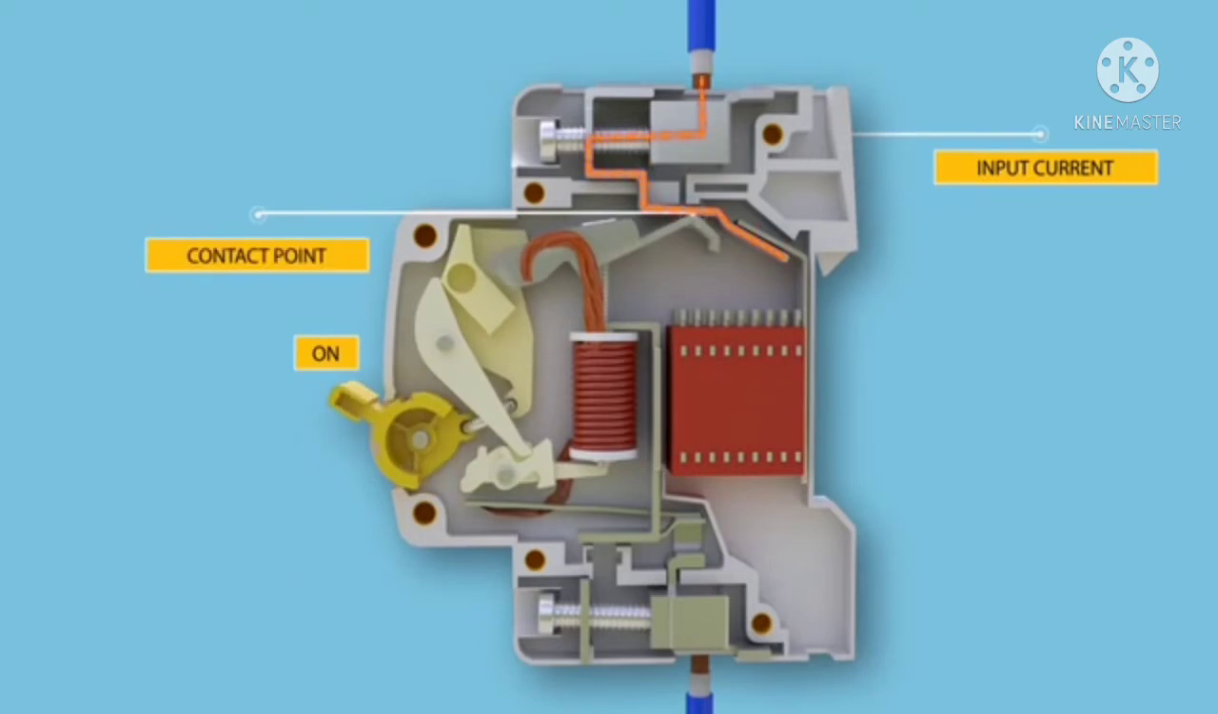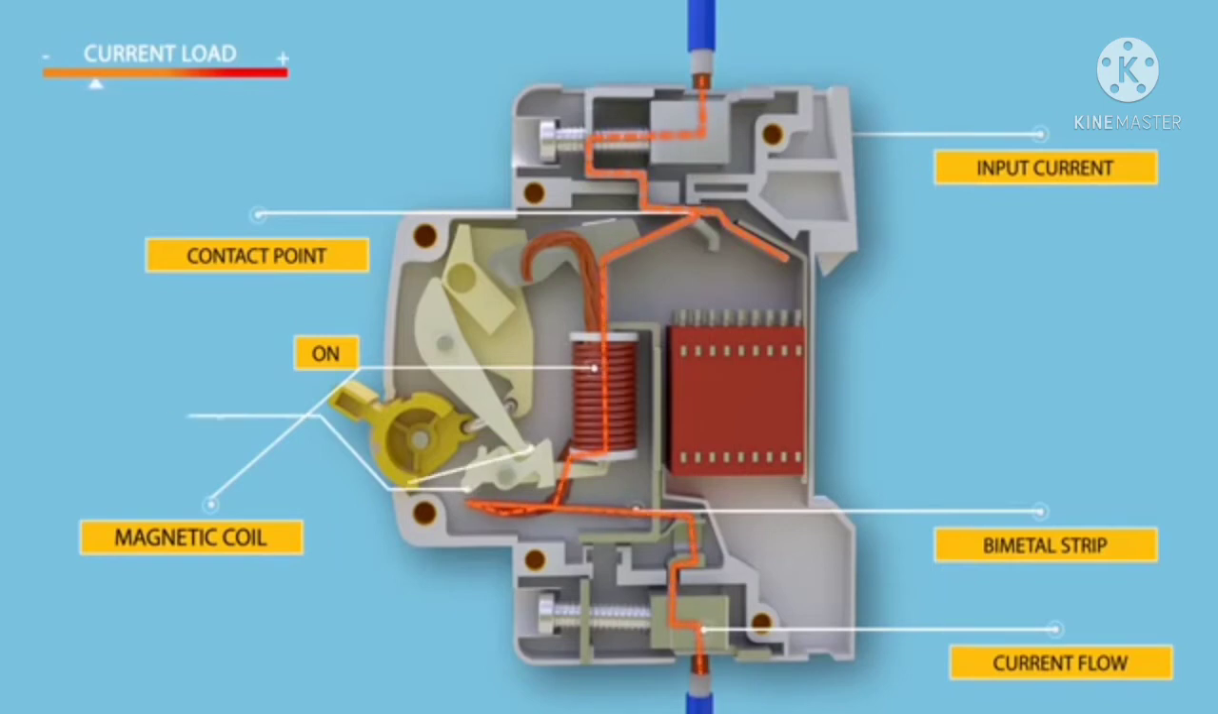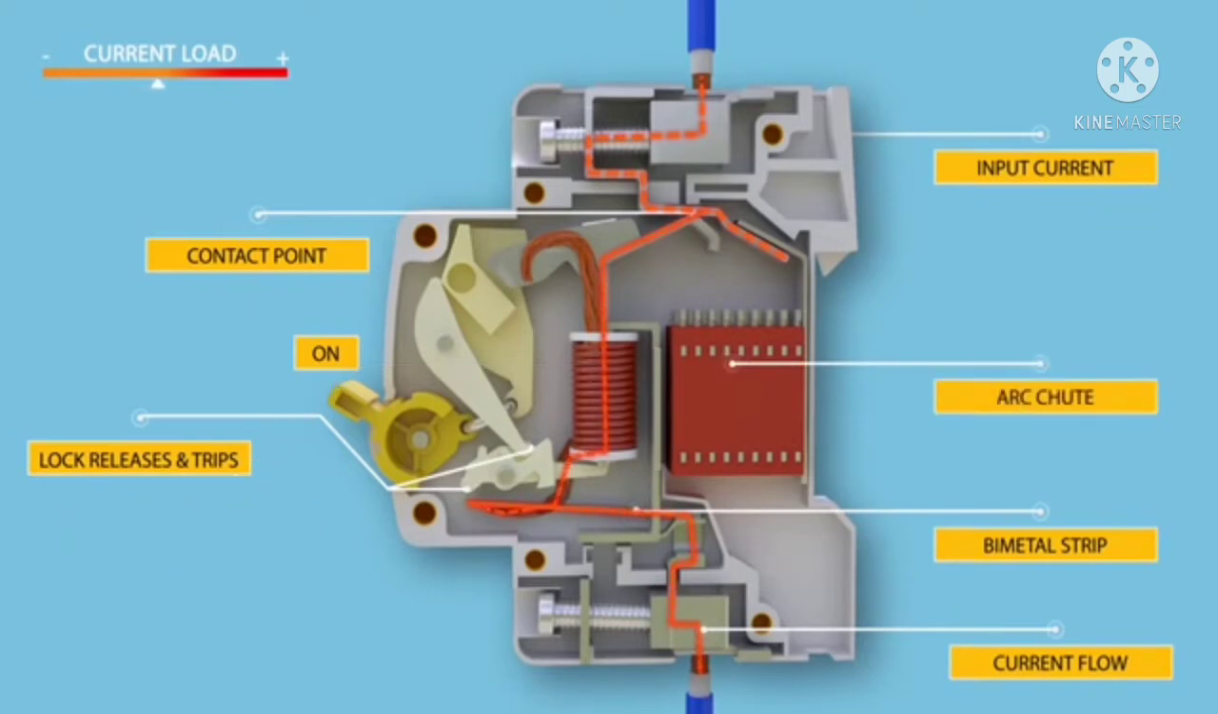See the input current. When the current starts to pass through the MCB, that is the input current, and it reaches the contact point. Then it comes to the magnetic coil, so the switch is on. Now the electricity passes through the bimetallic strip, and then the output current flows. Like this, the electric current is loaded through the MCB. Okay, clear? Did you understand this topic?